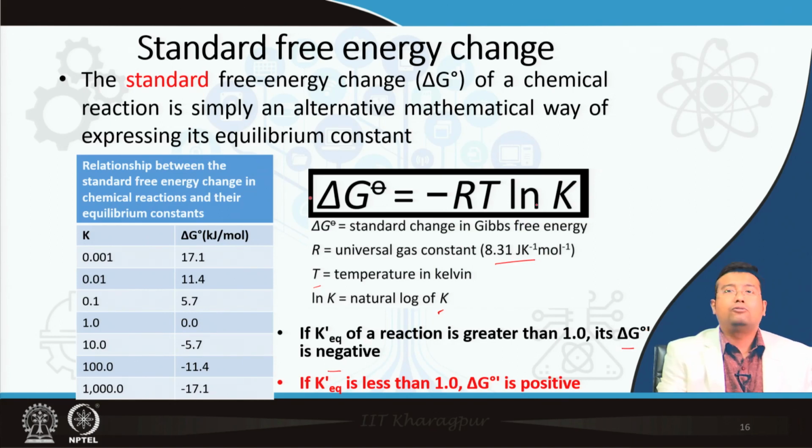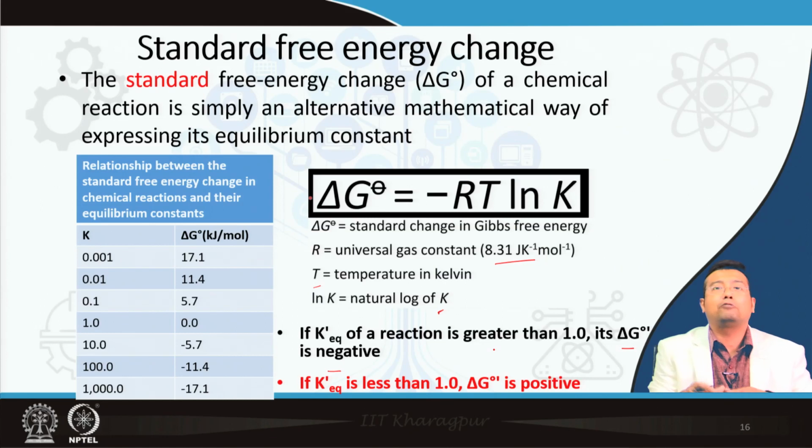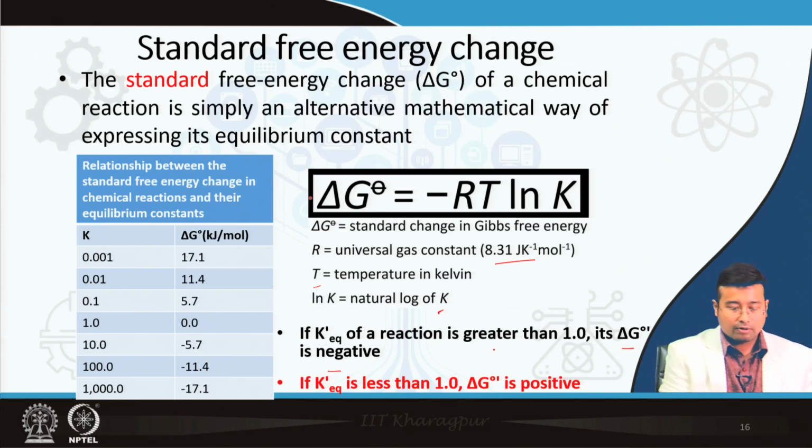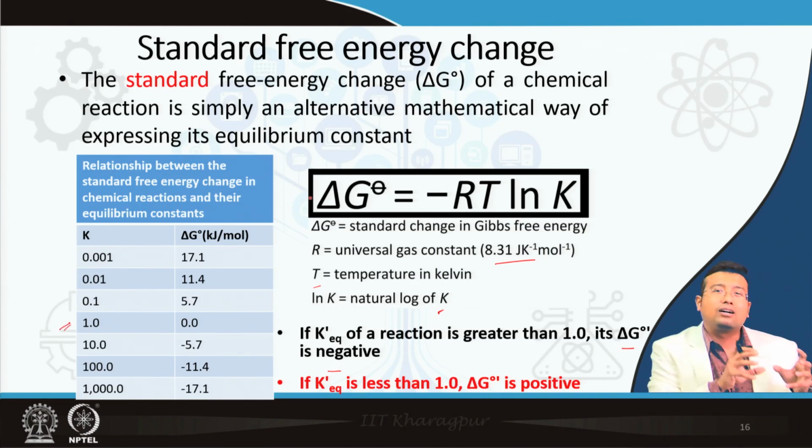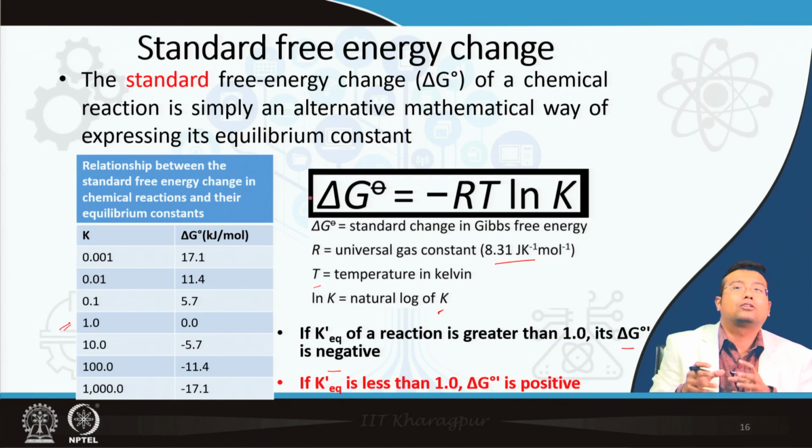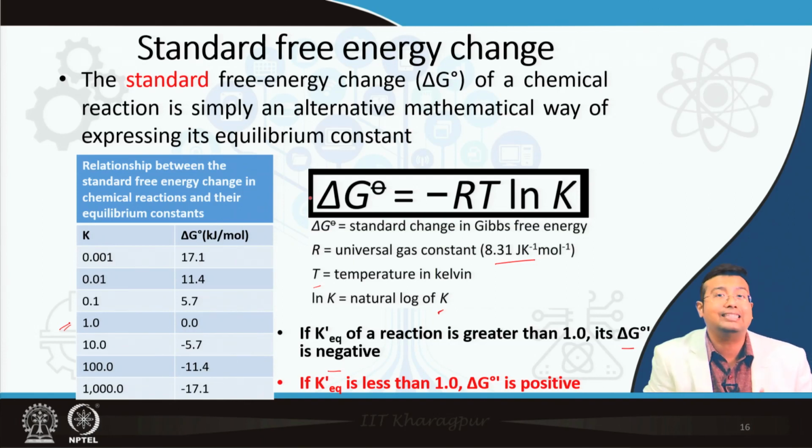Whenever we are considering the natural log of K, if the equilibrium constant is less than 1, the value of delta G will automatically become positive, because the log will be negative and the product of negatives will become positive. And what if the equilibrium constant is 1, meaning the concentration of the reactants and the concentration of the product are the same, meaning equilibrium has been reached? What does it mean?